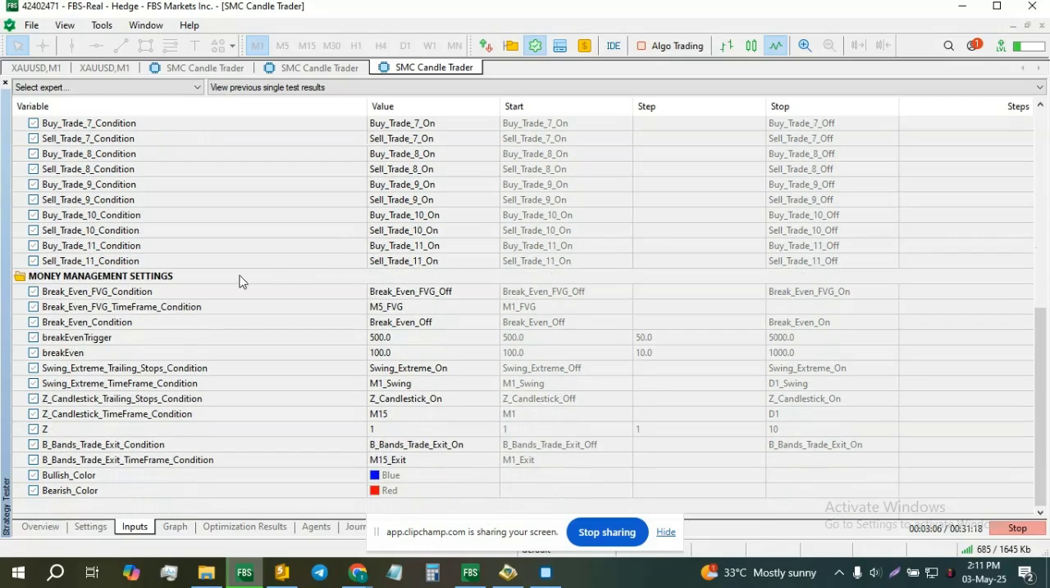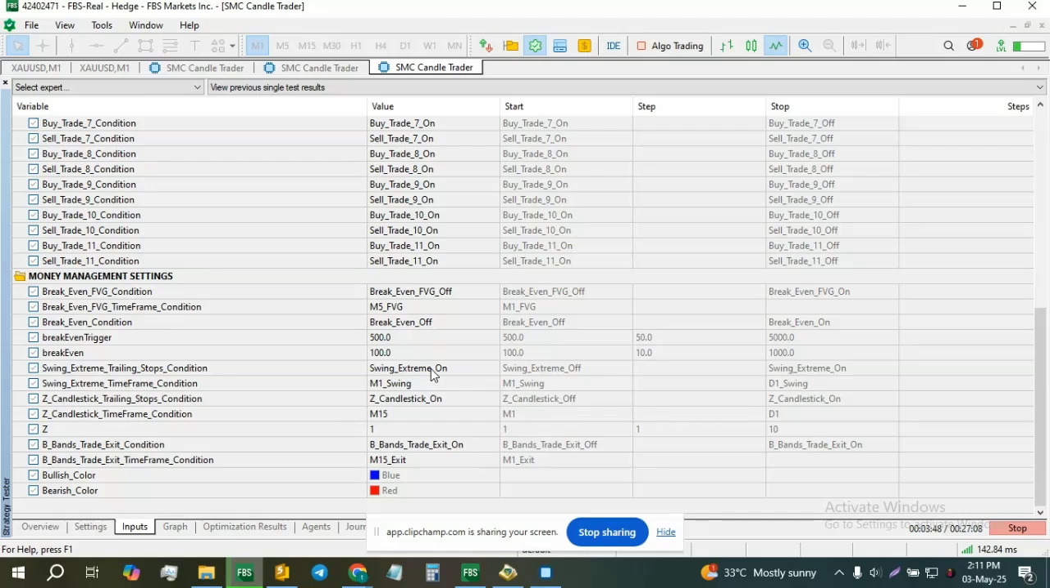Then we have the advanced money management system. So we have the break even fair value gap. This adjusts your trailing stop based on the value of the fair value gap. You can choose whether to use the M1 fair value gap, the M5, the M15, and whichever time frame happens to be available. Same thing goes for the break even. Here you have to input the trigger value, and this just protects. It's a one-time trigger that protects your trade and moves it to break even.